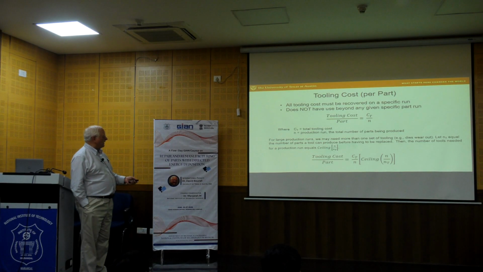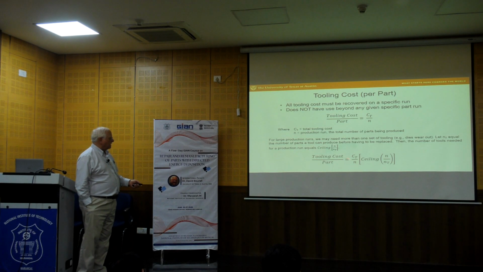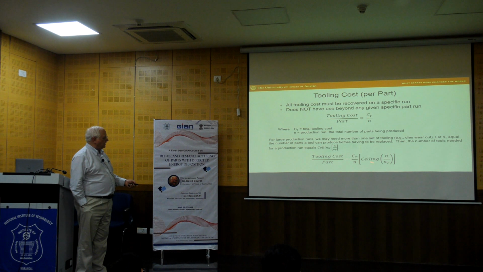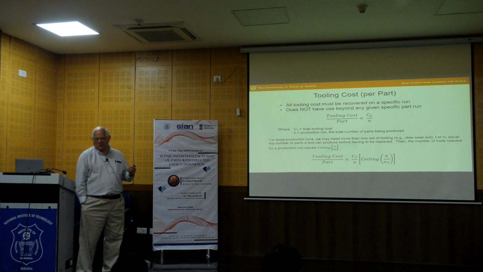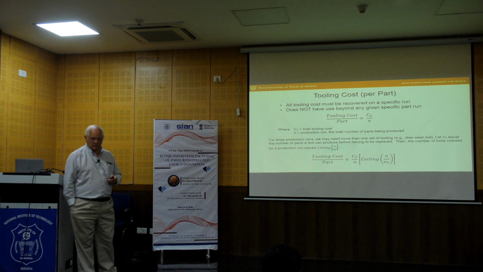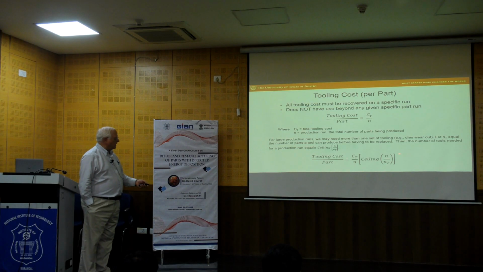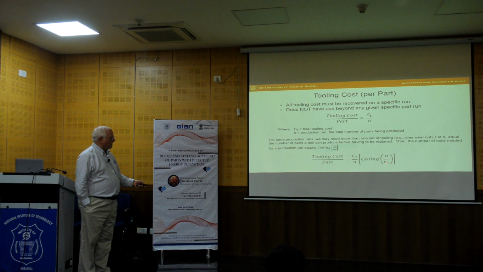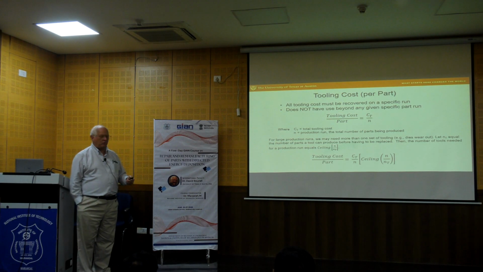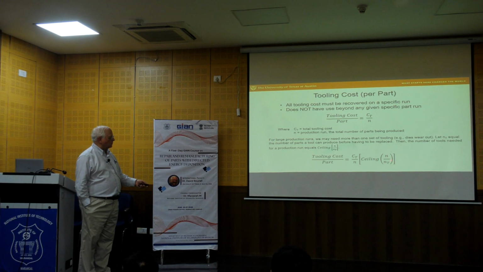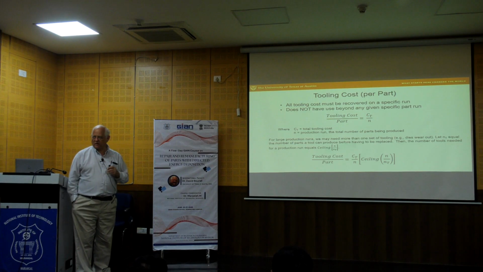So then we have finally the tooling cost per part is the cost of the tooling divided by the production run. Then we have this term in here to take care of the fact that we may need more than one set of tools. Obviously, if my production run number is less than the tool life, I only need one set, and this would be a number less than 1, and then we would of course round up to 1.